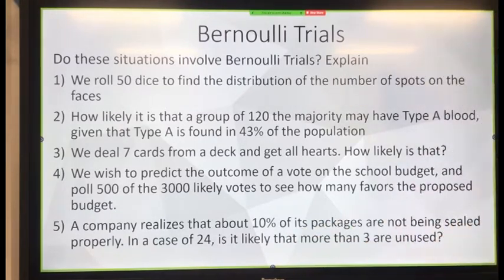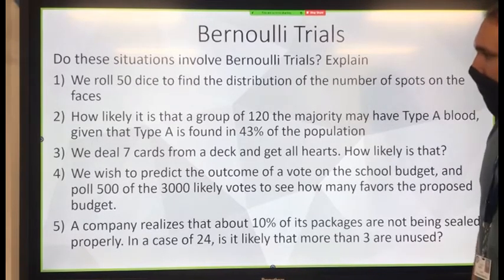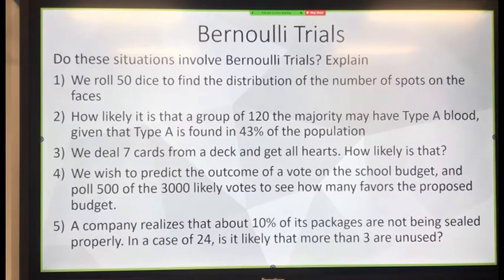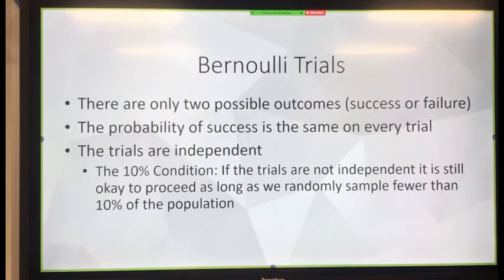Next, how likely is it that in a group of 120, the majority may have type A blood, given that type A is found in 43% of the population? Is this a Bernoulli trial? Does this meet all 3 conditions?